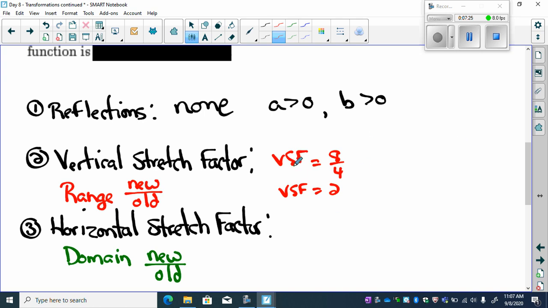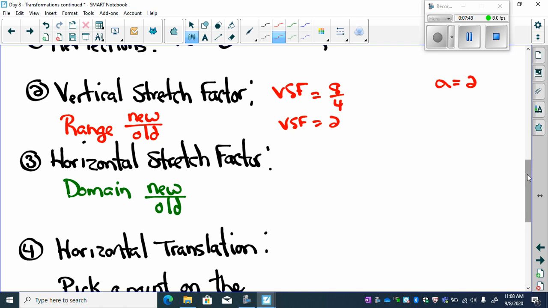Now remember, what parameter goes with the vertical stretch factor? That's the A value. And remember the relationship: the vertical stretch factor is equal to absolute A. So if the vertical stretch factor is 2, A is 2. If there was a vertical reflection in the x-axis, I'd make this a negative.